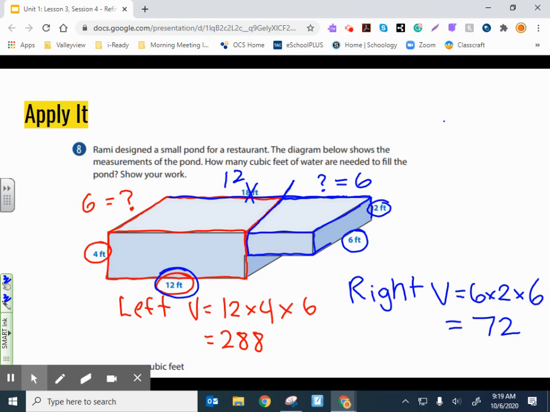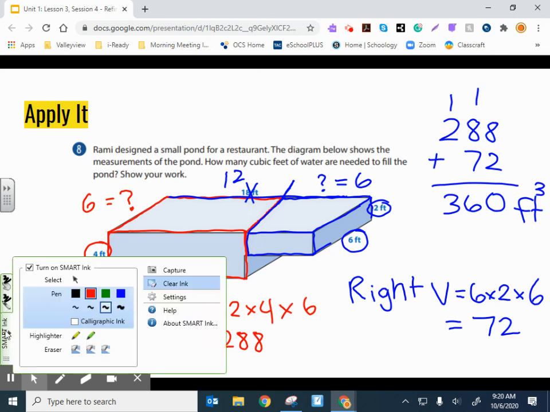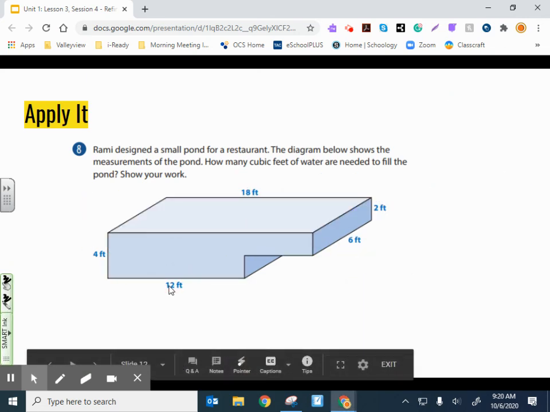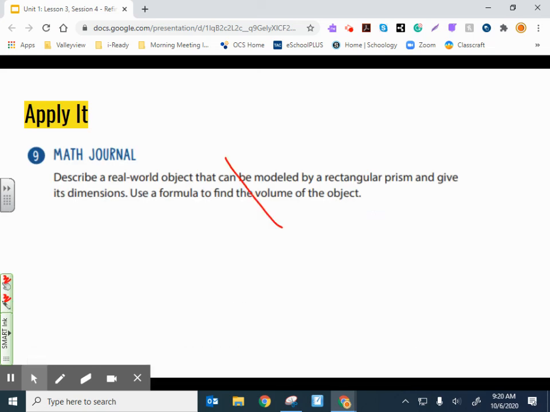And we want the total volume of this pond. Let's call it a lake. There's a big difference between those two. 288 plus 72: 8 plus 2 is 10, 8 plus 7 is 15, plus 1 is 16, 2 plus 1 is 3. Look at that. We have 360 cubic feet. Nicely done. And yep, let's skip this one too. Last discussion, but we don't have time.